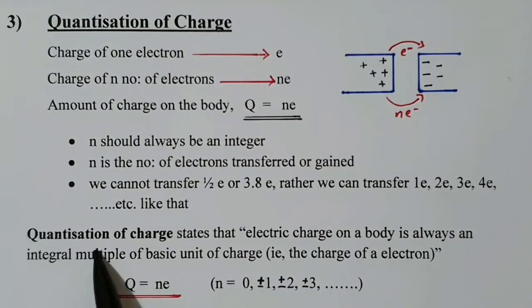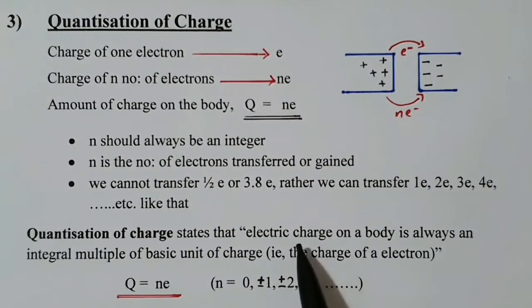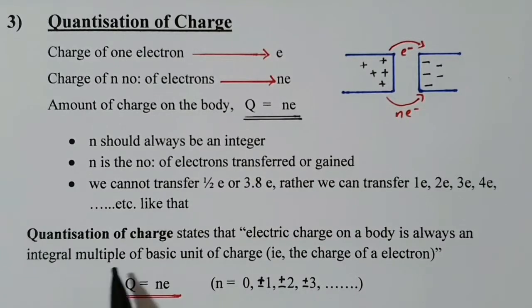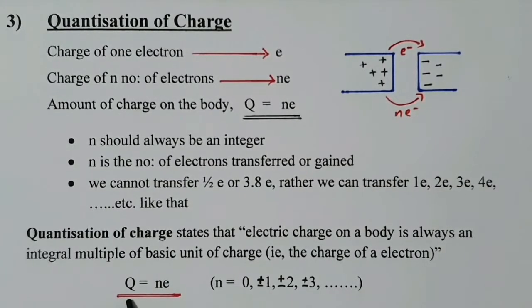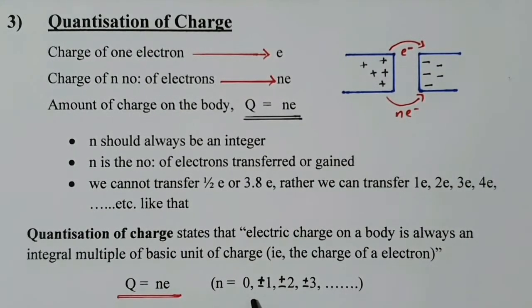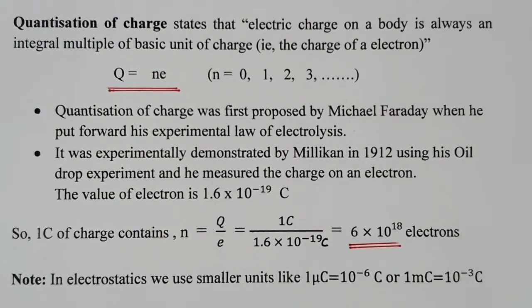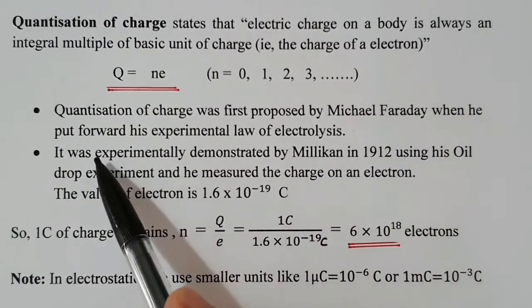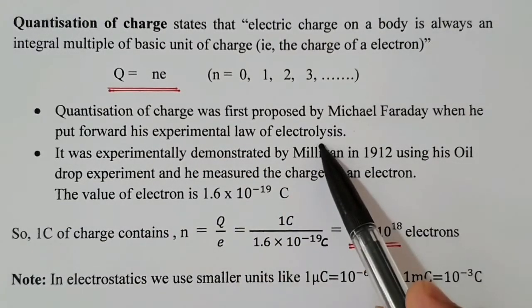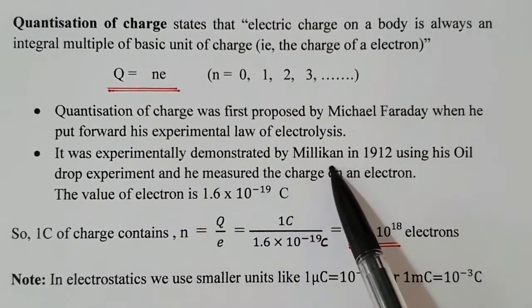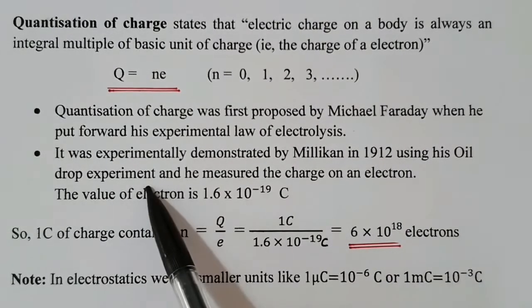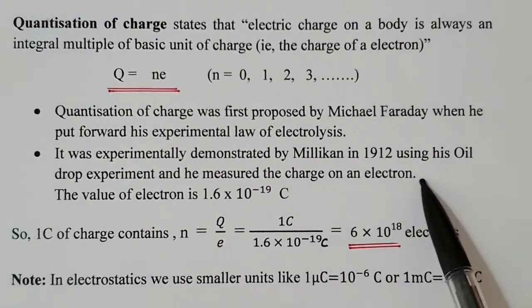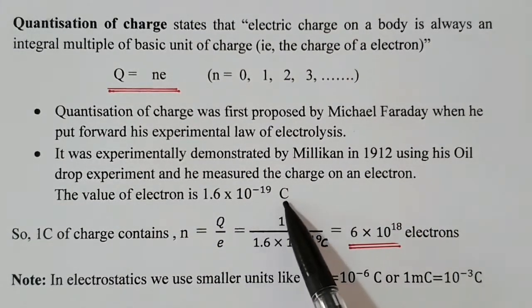So this is quantization of charge, and it states that electric charge on a body is always an integral multiple of the basic unit of charge, that is the charge of an electron. Q is equal to ne, where n can have values like 0, plus or minus 1, plus or minus 2, plus or minus 3, etc. Quantization of charge was first proposed by Michael Faraday when he put forward his experimental law of electrolysis, and it was experimentally demonstrated by Millikan in 1912 using his oil drop experiment, and he measured the charge on an electron as 1.6 into 10 raised to minus 19 coulomb.